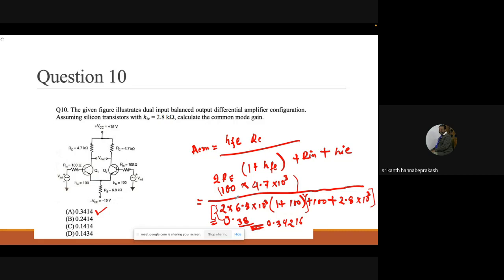100 into 4.7 divided by 2 into 6.816, 12.67. I think 0.6. We go for the next.